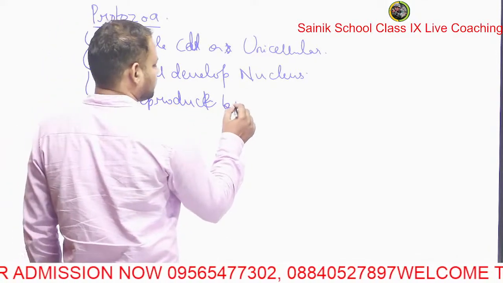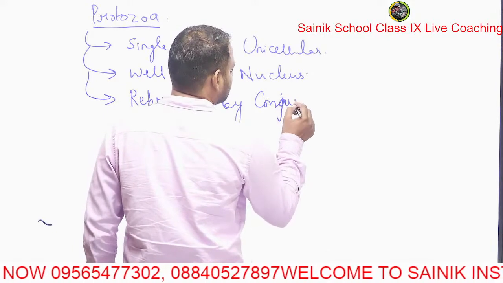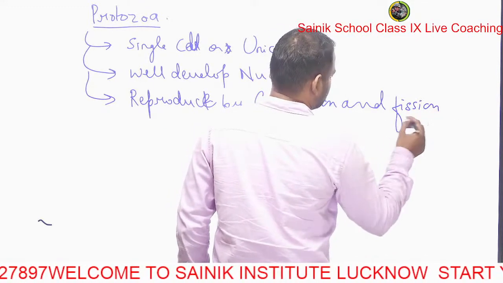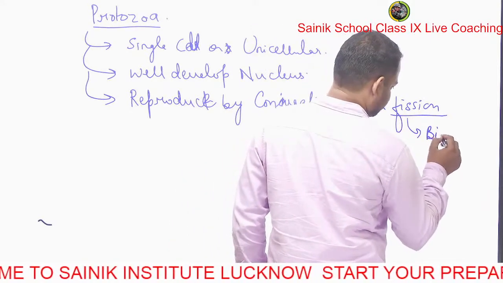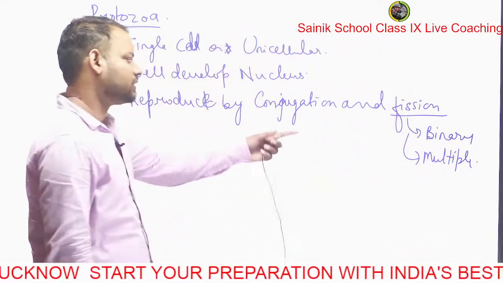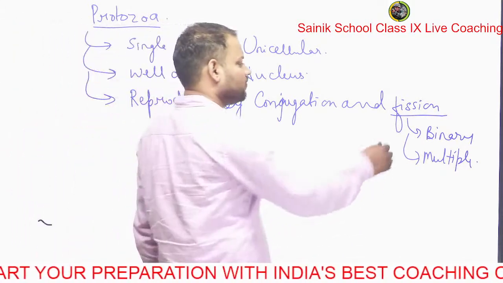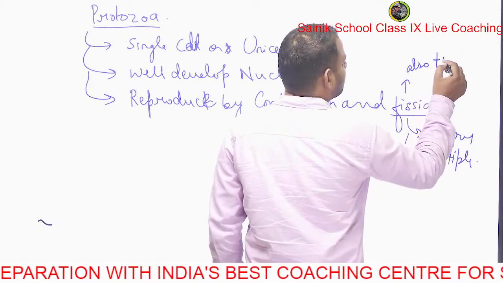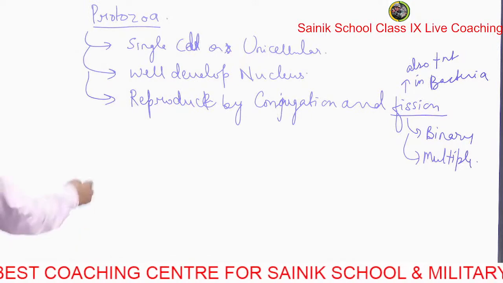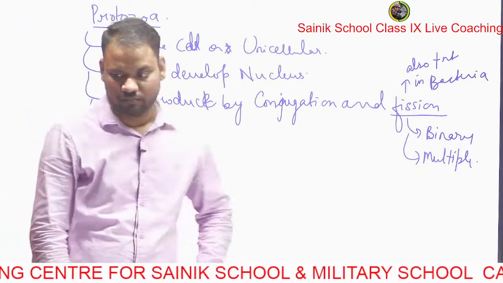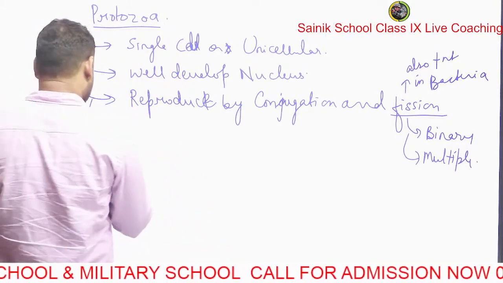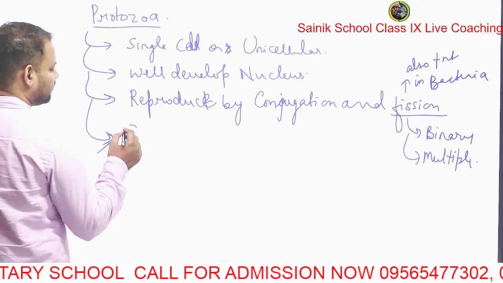Reproduced by conjugation and fission. Fission comprises binary and multiple. This type of reproduction is also present in bacteria. Fission is also present in bacteria. It may be longitudinal or transverse division. Next is the eukaryotic cell membrane. Eukaryotic type of cell wall is present. All right, and protozoa.